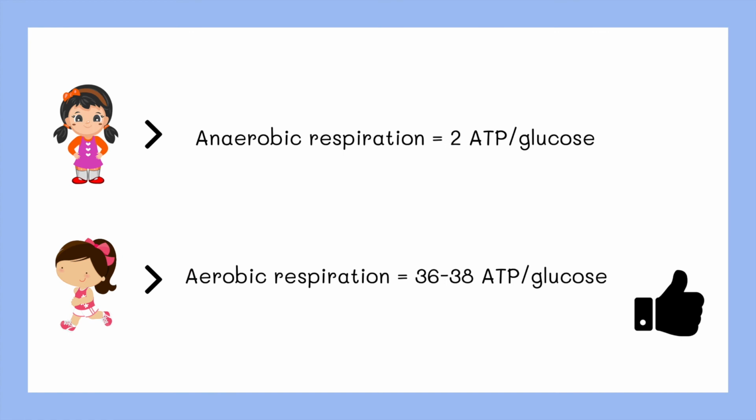However, aerobic respiration is more efficient than anaerobic respiration because aerobic respiration can produce up to 38 ATP using one glucose molecule, but anaerobic respiration can produce only 2 ATP using the same amount of glucose.